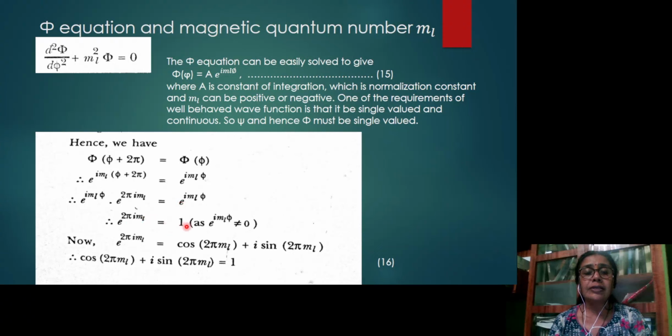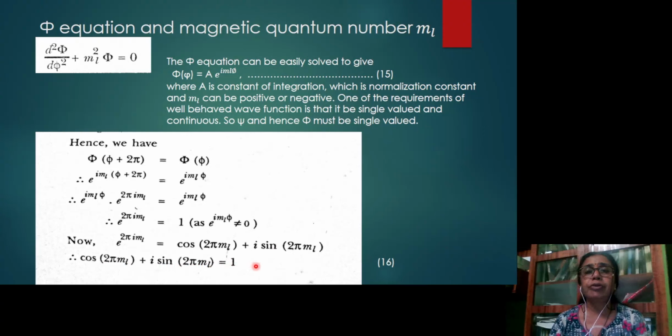Now 1 is a real number. I can write this number as 1 plus I0. I can write e raised to 2 pi I ml as cos of 2 pi ml plus I sin 2 pi ml. So this is the real part, this is the imaginary part, okay, which is equal to this real number 1. As I have already told, I can write this one as 1 plus I0.